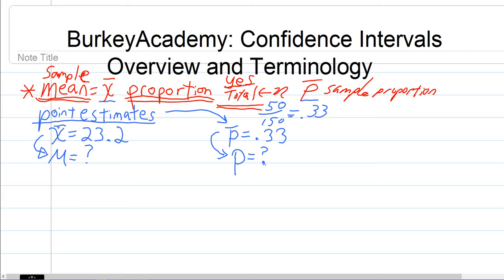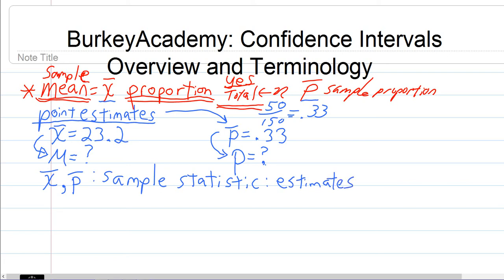So another word to remind ourselves of is this X bar and the P bar. These are things that we call sample statistics, because these are things that are calculated from a sample. And the word statistic, if you're taking a statistics class, really means estimate. So these things are estimates.